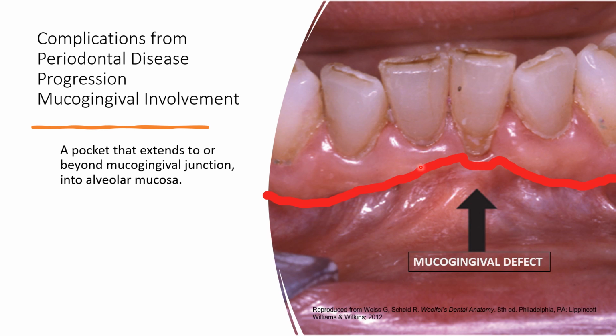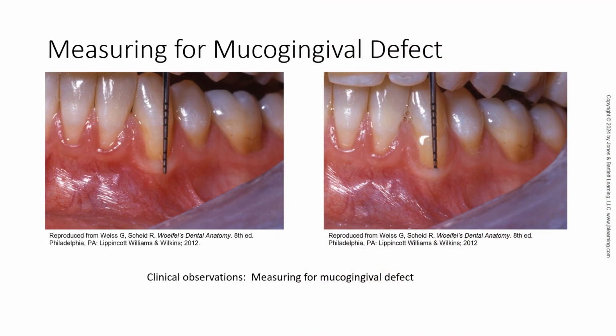Okay, notice the width here of that attached gingiva versus the width on tooth number 24. So a mucogingival defect is usually 1 millimeter or less of attached gingiva. So if the probe depth reached or exceeded the mucogingival junction, there would be no attached gingiva and a mucogingival defect would be present. Evidence suggests 1 to 2 millimeters of attached gingiva is desirable.